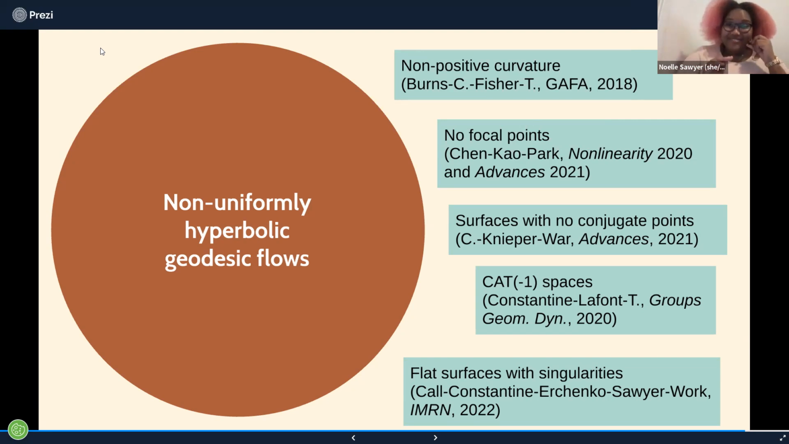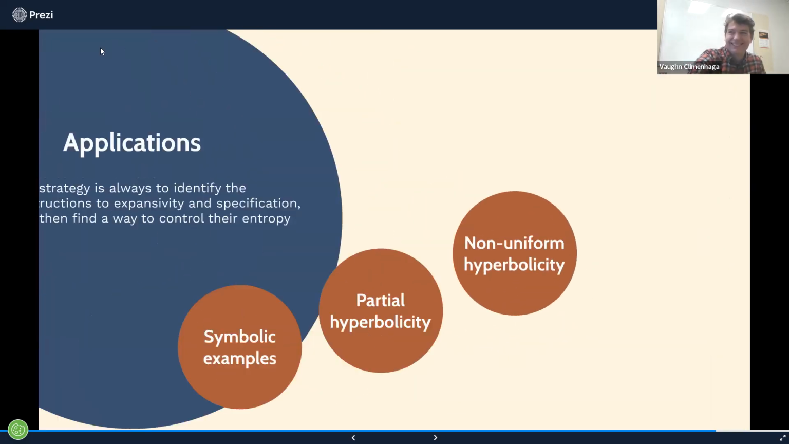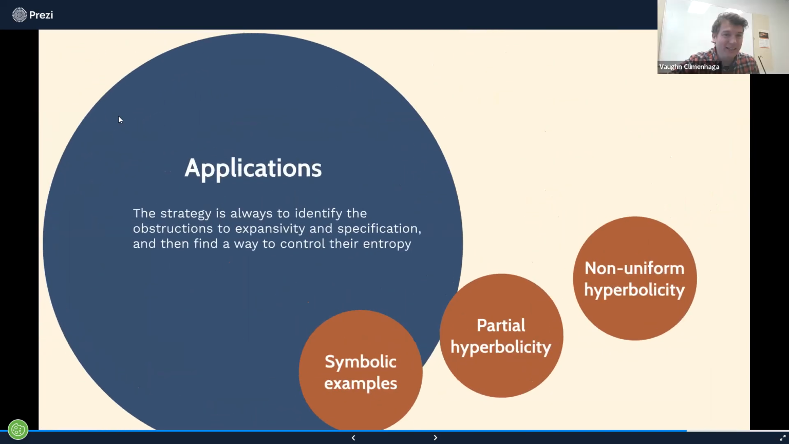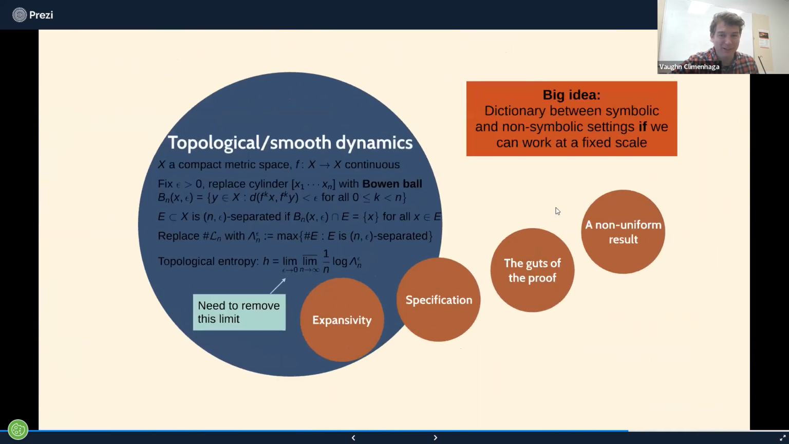Okay, my question for you, Vaughn, is, what was the most difficult part of learning how to do this? What do you recall being the worst part? You remember how I had a slide entitled "The Guts of the Proof"? Yes. That's not particularly pleasant. Now I have to remember how to move through this. There we go. Beyond symbolic news.